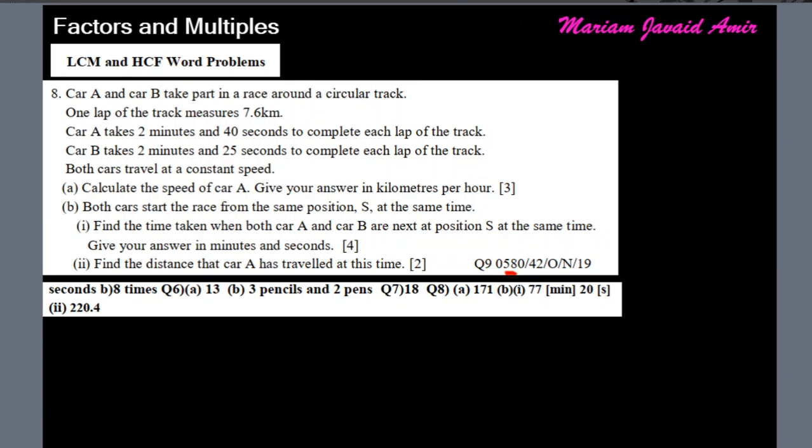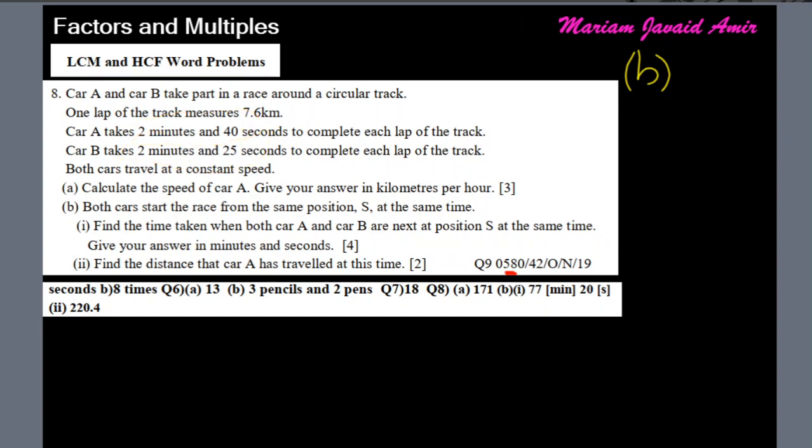Part B is: both cars start the race from the same position S at the same time. Find the time taken when both car A and B are next at the position S at the same time. This word next is your cue that this is a question on multiples. So we have to find the lowest common multiple for 2 minutes 40 seconds and 2 minutes 25 seconds.